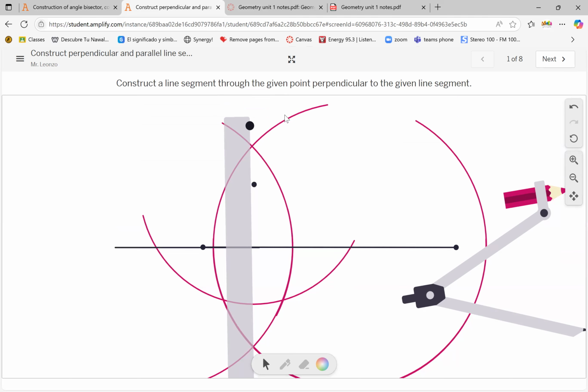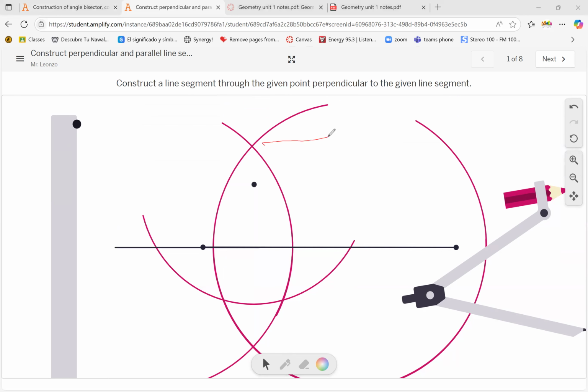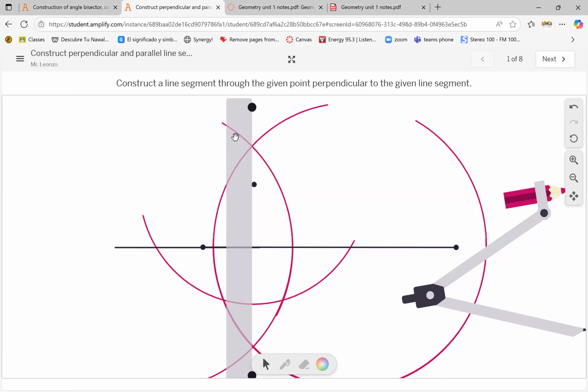Now, if one of you guys might be lost, like, what does Mr. Leonzo mean with intersections? I mean the point where the two arcs cross. So let me move my ruler out of the way. I'm gonna show you guys what I mean. I mean this point, right? You see where my two arcs cross? And I mean this other point. You see where my two arcs cross? That's what I mean with intersections. Those two points, that's what I'm connecting. So let me remove that. I just put it so you guys will see it. So I'm gonna grab my ruler, connecting my two intersections.